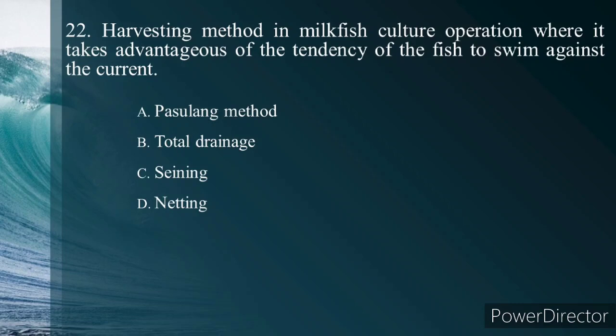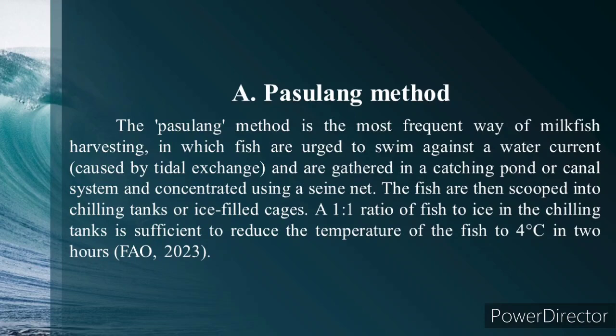The Pasulang method is the most frequent way of milkfish harvesting, in which fish are urged to swim against a water current, caused by tidal exchange, and are gathered in a catching pond or canal system and concentrated using a seine net. The fish are then scooped into chilling tanks or ice-filled cages. A 1:1 ratio of fish to ice in the chilling tanks is sufficient to reduce the temperature of the fish to 4 degrees Celsius in 2 hours, FAO, 2023.